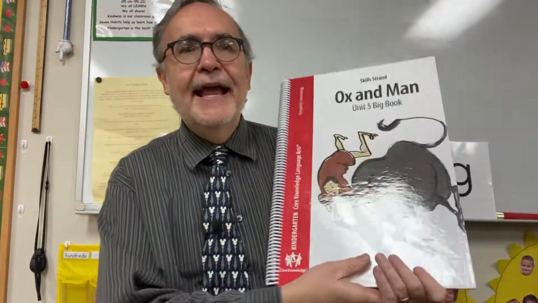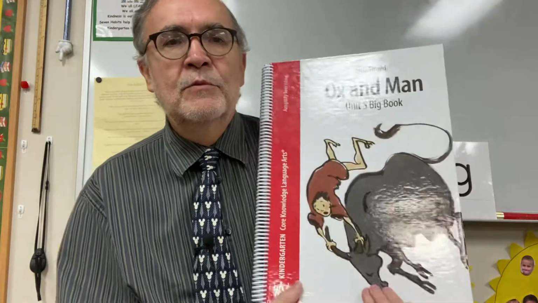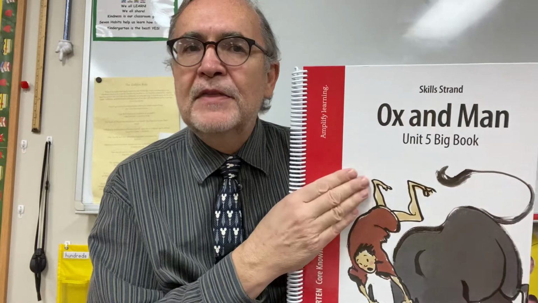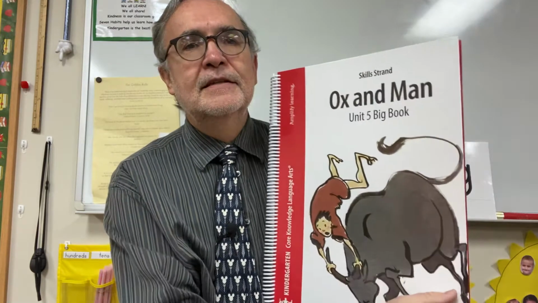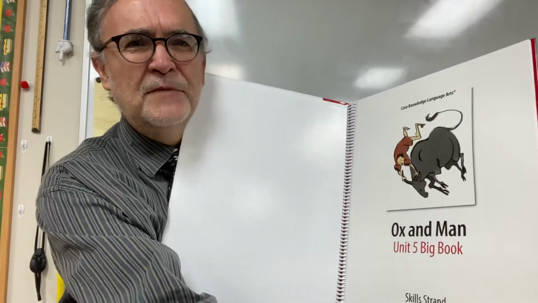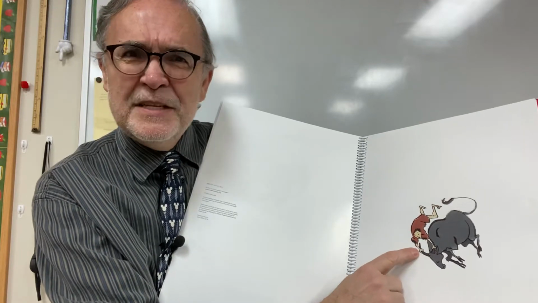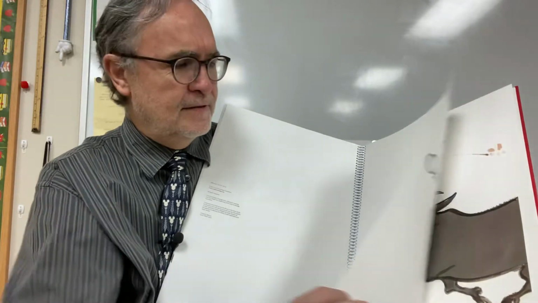Good, okay. Well, I brought something for you today. You remember this book, Ox and Man? Now, you remember in this book, we've talked about sentences. We talked about the things that we look for when we read a sentence. And we're gonna look at these in this book. Do you remember this guy's name? Jin, was it? He's not having too much luck with that ox.